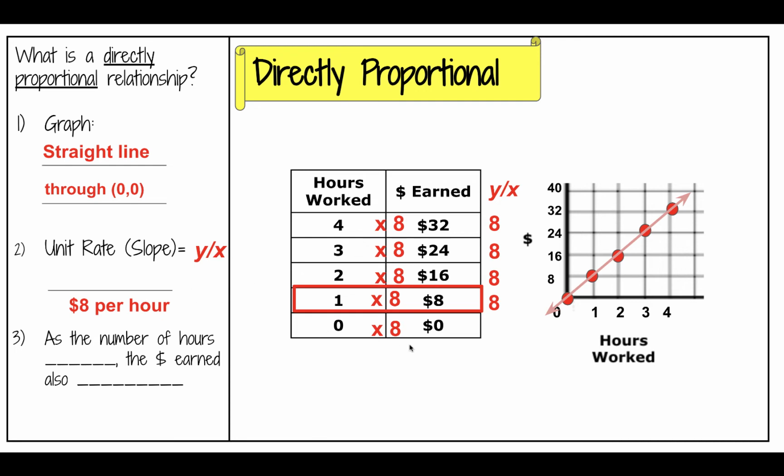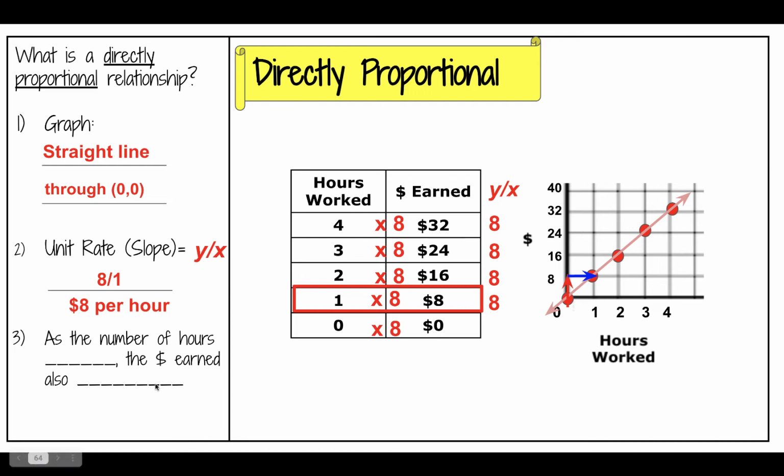I can also see that within the graph looking at my slope. Starting with my lowest point here, right at the origin, I'm going to rise up. That has a value of 8, and I'm going to run over 1. 8 over 1 would be my slope, which I would simplify to be 8. Based off that information, this is a directly proportional relationship.